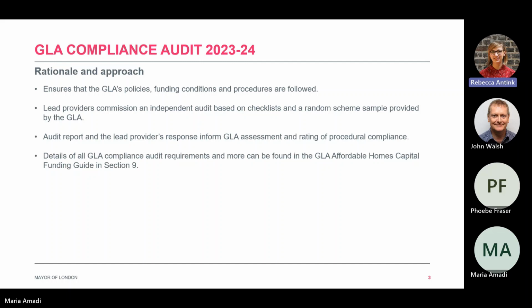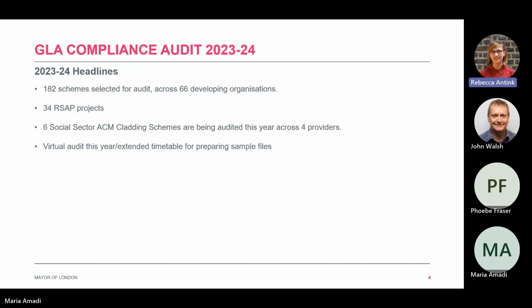So next slide, please. In terms of the headlines for 23 to 24, we are looking again, as always, at a 10% sample of the completed schemes. So this year that equates to 182 schemes being selected for audit across 66 developing organisations. That includes 34 RSAP projects, which is more than we've had previously, 6 cladding schemes across 4 providers. And you may well have noticed that due to the volume of delivery in 22 to 23, although the 10% sample is the same as always, the actual number of schemes being audited is higher because of that higher amount of delivery in the final year of our previous programme.